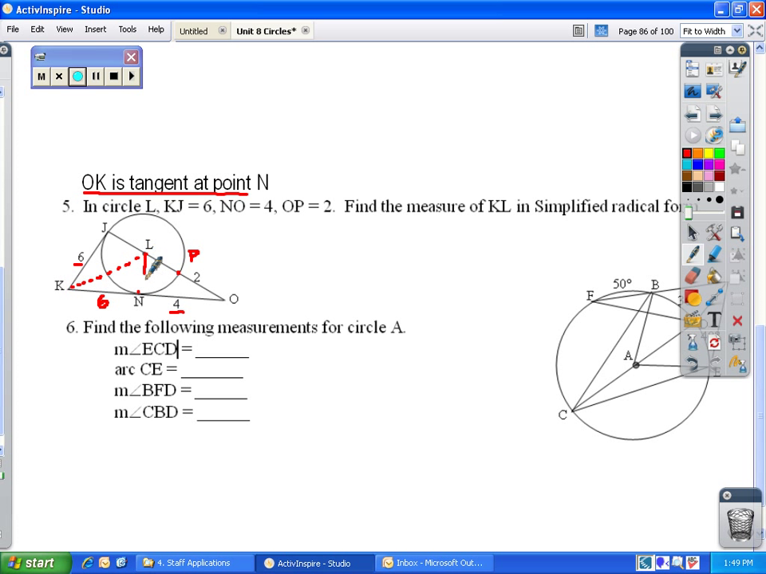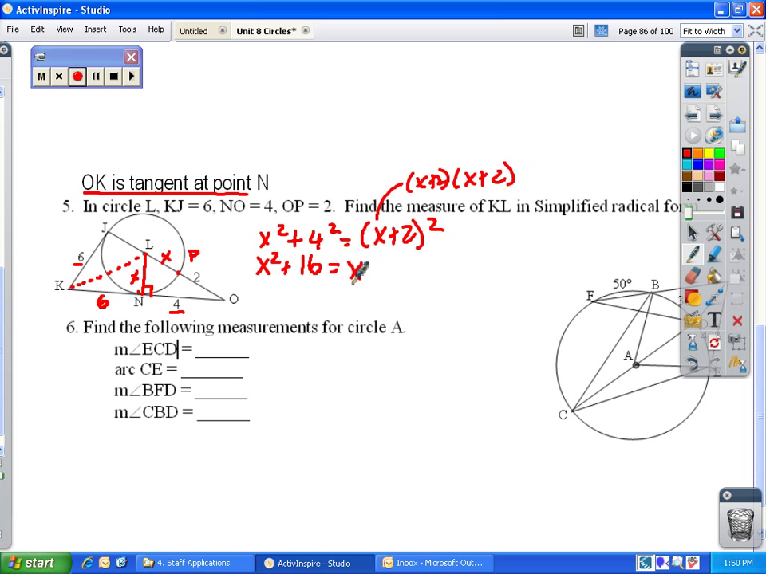This is not by any means the only way to do this. Okay, so I'm going to actually drop the radius down to N, and I know that makes a right angle. And I know that we don't know the radius here, and that's going to be the same right there. So I'm going to do the Pythagorean theorem: x squared plus 4 squared will equal x plus 2 squared. All right, x squared plus 4 squared is 16. Equals, now this I have to FOIL out, so this is really x plus 2 times x plus 2, which becomes x squared plus 2x plus another 2x, that's 4x plus 4.